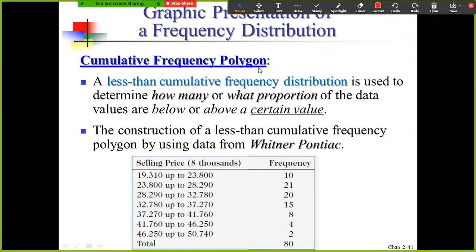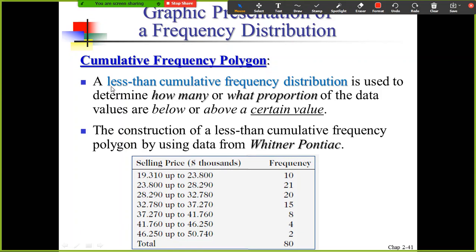Cumulative frequency polygon, we can also call the less than cumulative frequency polygon. You know, less than, lower than. Less than or lower than is used to check how many, or what proportion in terms of percentage, of the data values are below. You're talking about less than, below. How about above? You talk about more than.